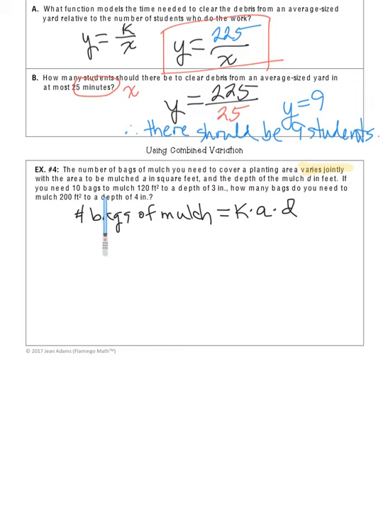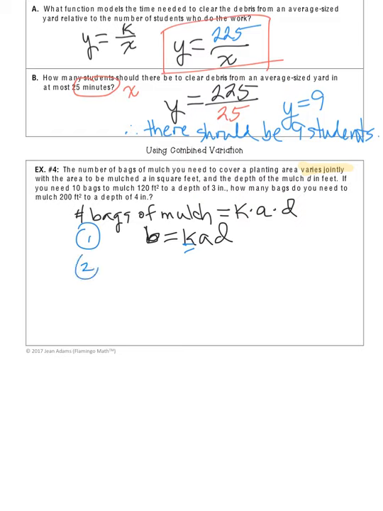Okay, let's see what else they tell us. If you need 10 bags to mulch 120 feet squared to a depth of 3 inches, how many bags do you need to mulch 200 square feet to a depth of 4 inches? So here's what they've done. We're going to write out our general formula. So I'm going to let this be B, and I know that looks like a 6. It's a B equals K A D, kad. So this is step 1. That's my general formula. I have to find what K is.